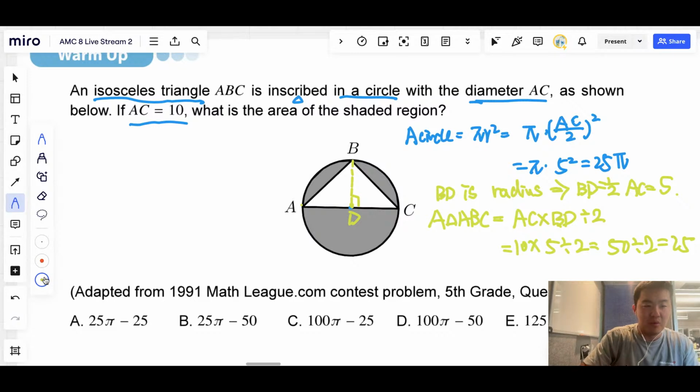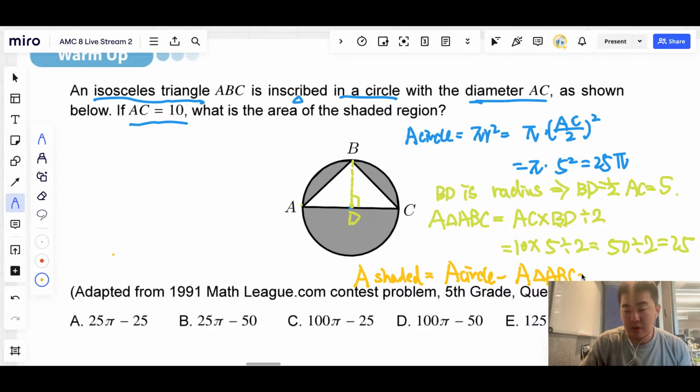Then it's our last step, which is to find the difference between the total area and the unshaded part. I will start with area shaded is equal to area of the circle minus area. In this case, the unshaded part is just area of triangle ABC, right? So that should be 25 pi minus 25, okay? So among the answers A to E, which one gives the exact same result as we did? So that should be option A, right? I will also put a little box around our final answer.